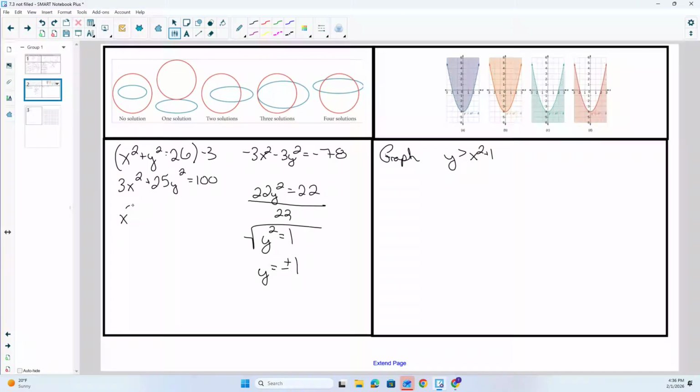So I have x squared plus 1 squared equals 26. It's going to give me x squared plus 1 equals 26, so we would subtract 1 from both sides, giving us x squared equals 25, and we take the square root of that. x is equal to positive or negative 5. Okay, so then we're also going to do it for negative 1.